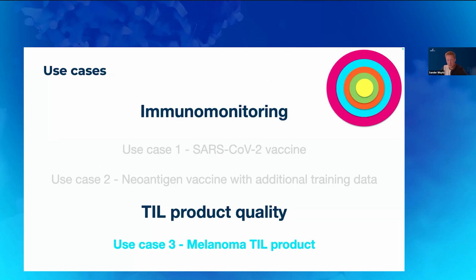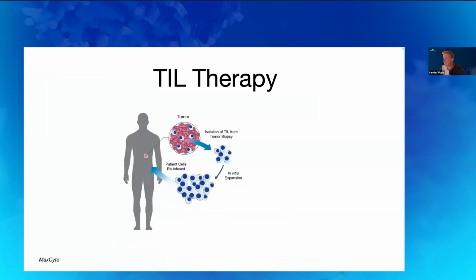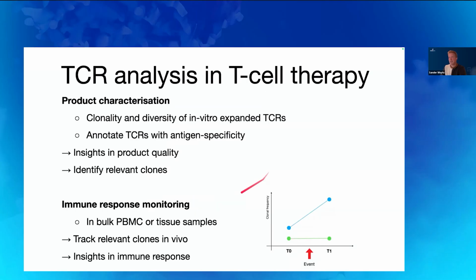This is not about immunomonitoring, but about TIL product quality control, where we've brought a use case on melanoma. I quickly want to give an overview of what a TIL therapy exactly is. Basically, people that administer TIL therapies take some tumor samples, a biopsy, and in the lab they will do in vitro expansion to generate more T cells coming from the tumor, and then they will try to re-infuse these patient cells as a sort of therapy to try and kill off the tumor. So the goal is to stimulate tumor-specific T cells in vitro.